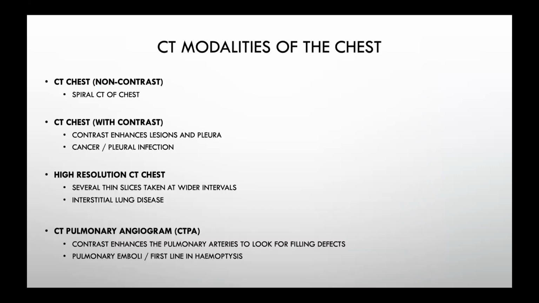I'll give a brief word on CT imaging of the chest, but I'm not going to run through a lot of CT scans. Broadly speaking, there's 4 different types of CT imaging of the chest that I conventionally use. Your standard CT chest without contrast is just a normal spiral CT of the chest with equally spaced slices taken to give you a picture of the chest.